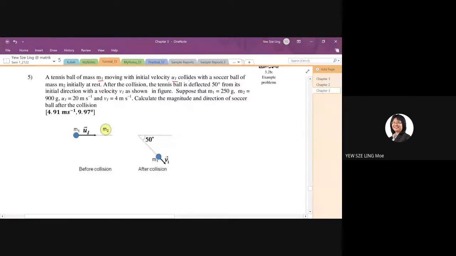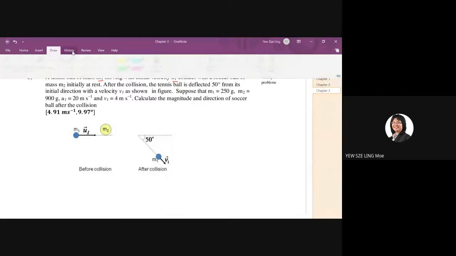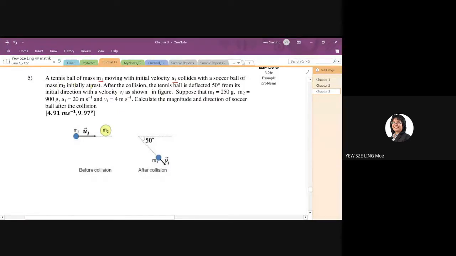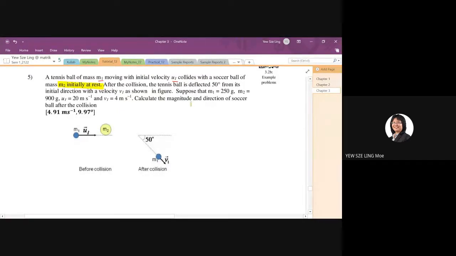You are not given any information about the mass and also the initial velocity yet. So it collides with a soccer ball of a mass m2 that is initially at rest. So once again, you have the keywords: m2 initially is at rest. So after the collision, the tennis ball deflects 50 degrees from its initial direction as shown in the figure.